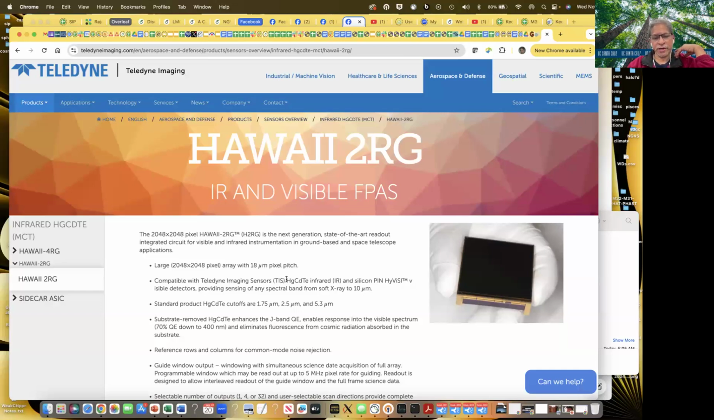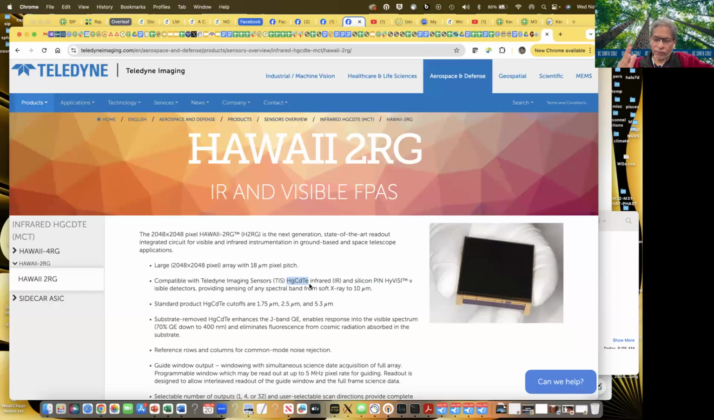And indeed, these are mercury cadmium telluride detectors. Invariably, these infrared detectors have a visible light detector on top, a silicon device on top. So that silicon thing is this piece here, but the active part is this Teledyne imaging sensors mercury cadmium telluride. So these are the two kinds of technology used for what is called near infrared astronomy, between 1 and, in this case, 3 microns.